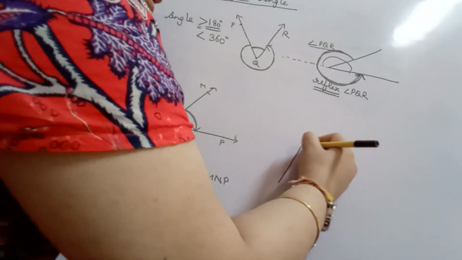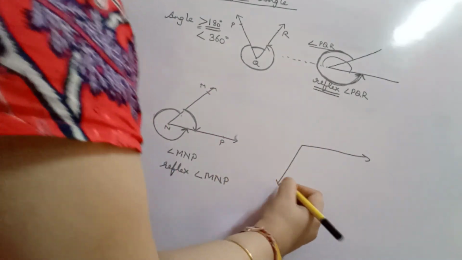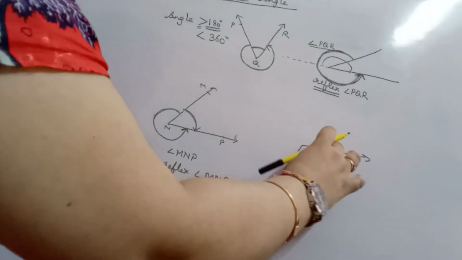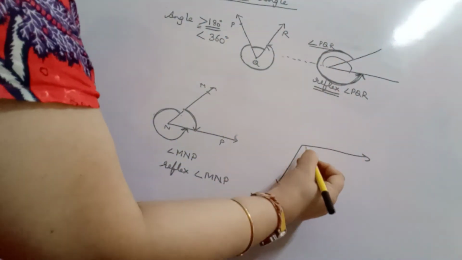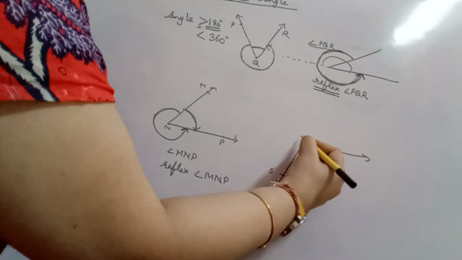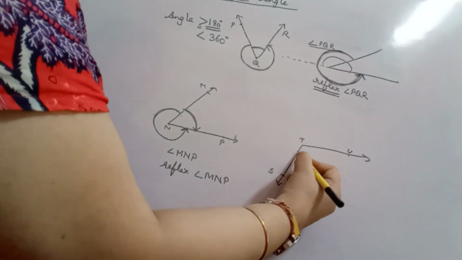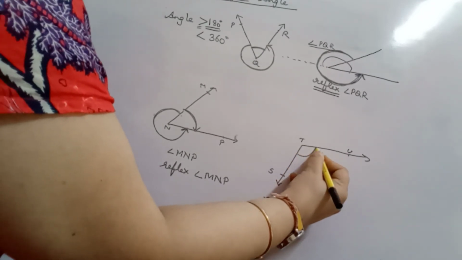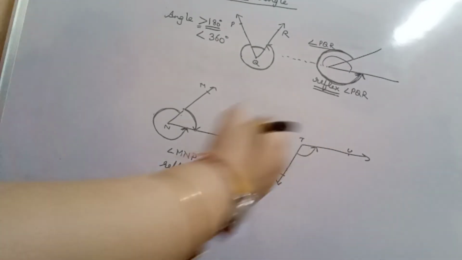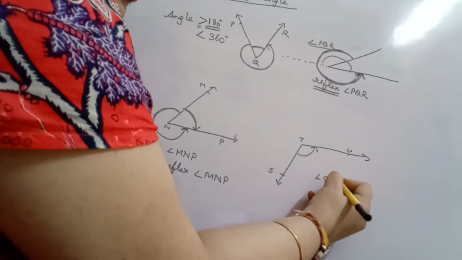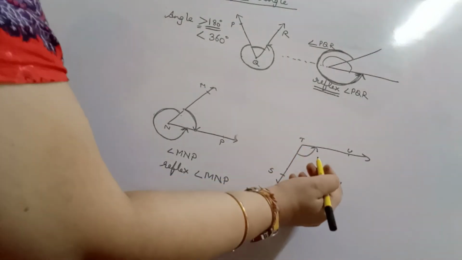Suppose I have this figure. Now how you are able to know the reflex angle in this case? See the mouth of the angle. Say it is STU. So what is the mouth? Mouth is starting from ST and going till TU. This is the mouth. So this is simple angle STU. And what is the reflex angle?